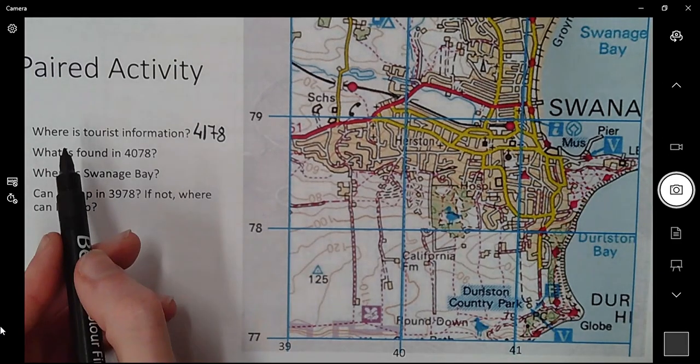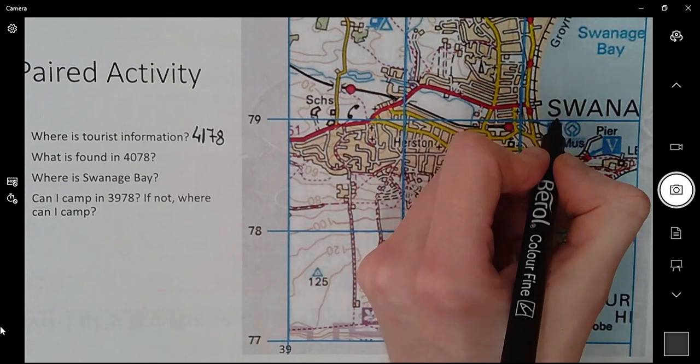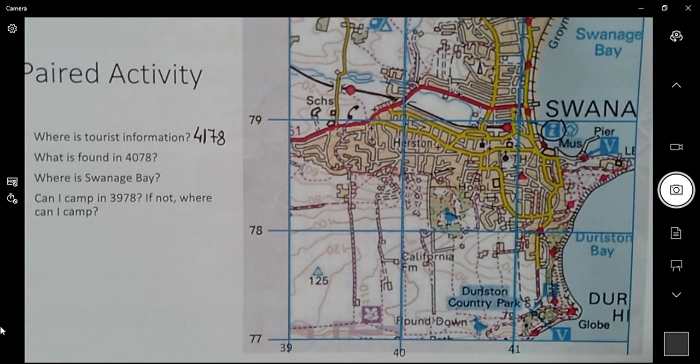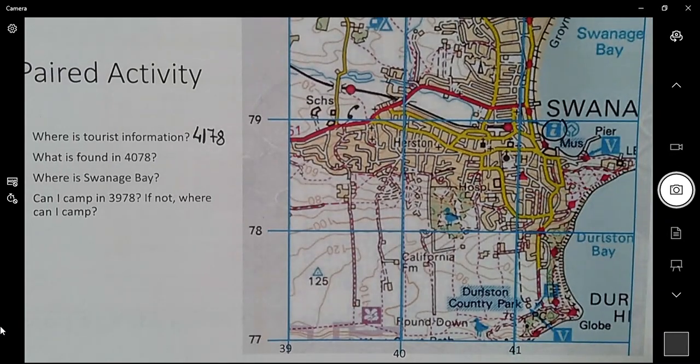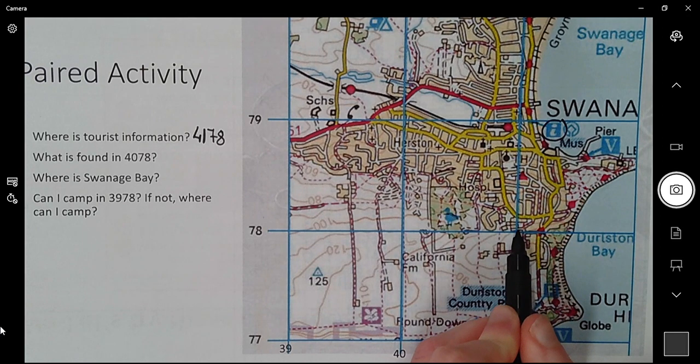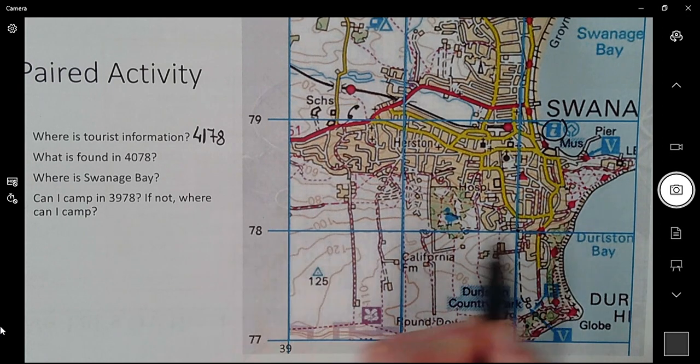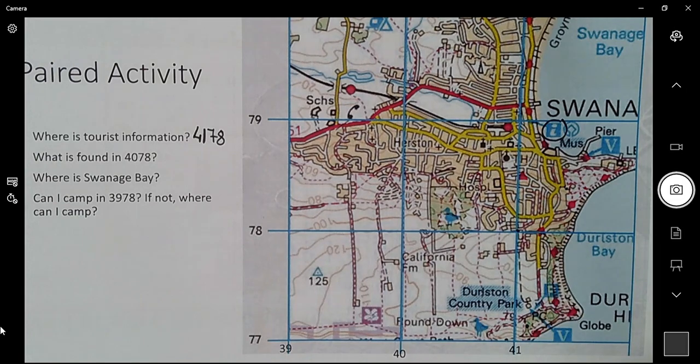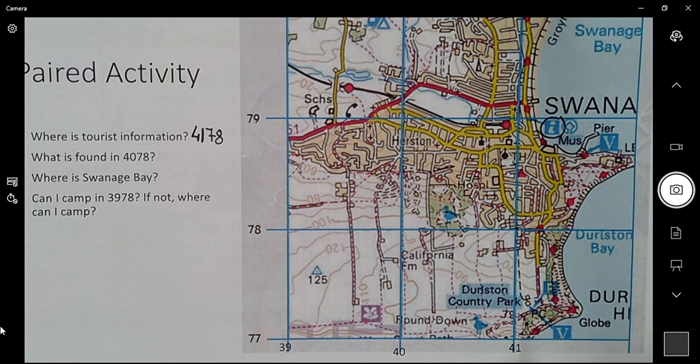Now I'll do that again. So the question asked me, where is the tourist information? I found the tourist information. Then I went across the stairs along my easting. So I went across the hall rather, to 41, because that's where it is. Then I went up the stairs, and it's in this box here, which is 78. So the answer was 4178.